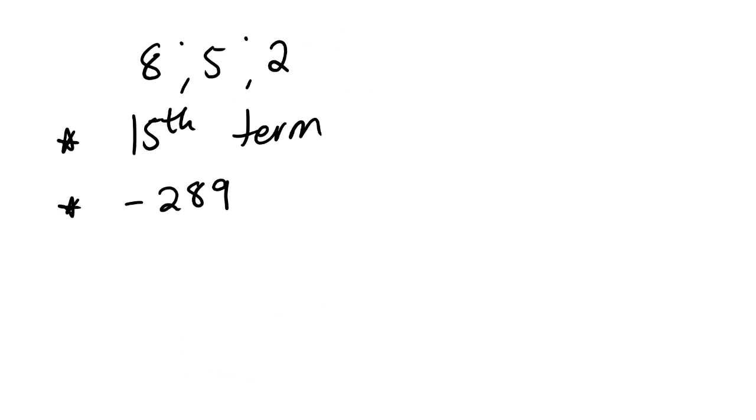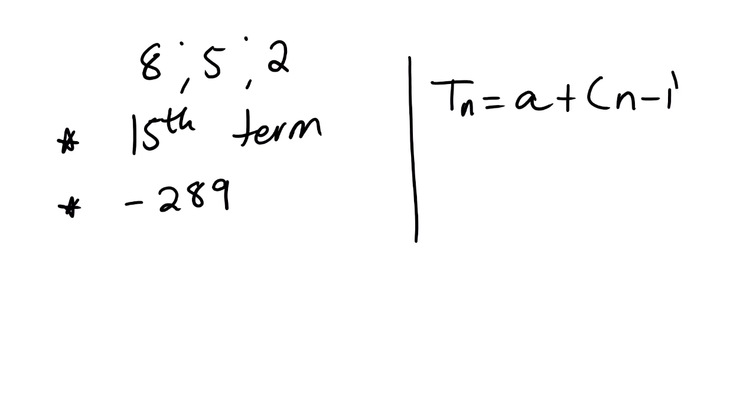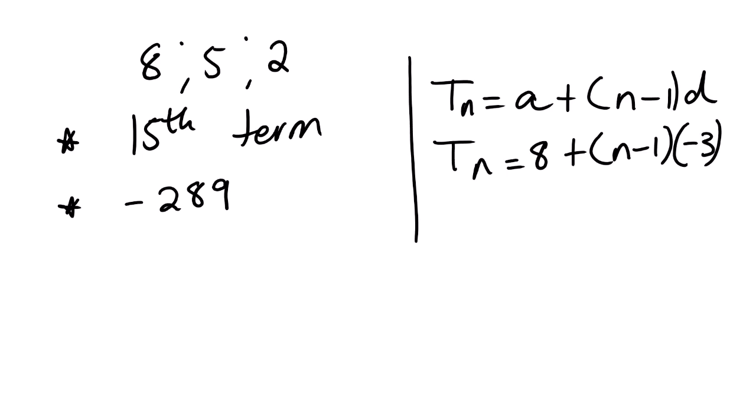Here's another one. Pause the video, work out and play the video. We are looking for term number 15. So as usual, we need to work out the equation. So Tn equals the first term, which is 8, plus (n minus 1) times the difference. 2 minus 5 is negative 3. 5 minus 8 is negative 3. So it is possible for the common difference to be a negative number.